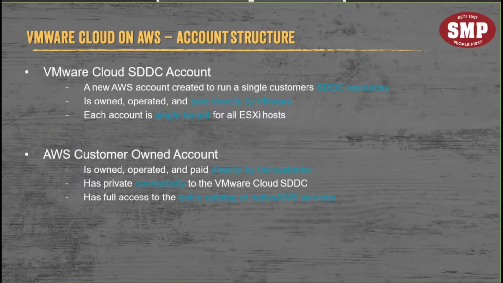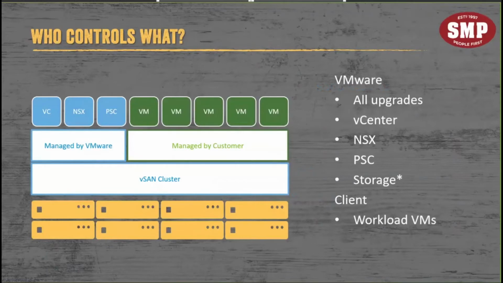So you have that private connectivity and full access to the full catalog of native AWS services, as I mentioned before. As I said, not everybody has the same level of knowledge around this. So sometimes a picture helps, and you're going to see I'm going to do this a lot: talk about it a little bit, and then show you a picture so you can see what this looks like. As you can see here, from a who-controls-what standpoint, you'll see vCenter, NSX, and the Platform Services Controller are all controlled by VMware. VMware does all of your upgrades.